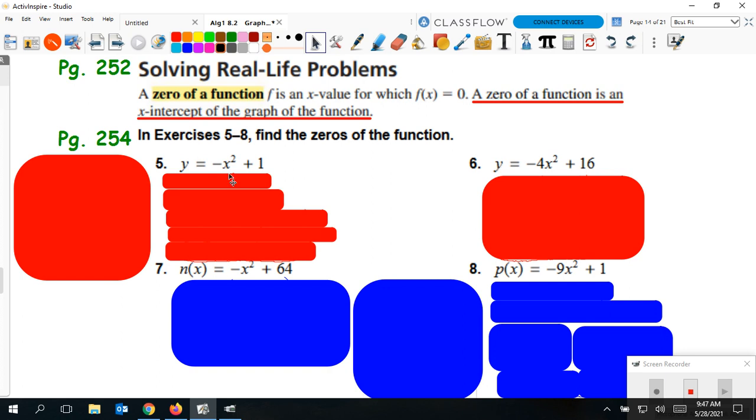Now we can graph them. I can use a graphing calculator, and we can graph them and try to locate the zeros of the function that way. But the way we want to actually do it here without graphing, if you don't have a graphing calculator, then you would just make this y here 0. So for number 5 on 254, first thing we're going to do is make that y into 0. We're going to substitute 0 in for the y.